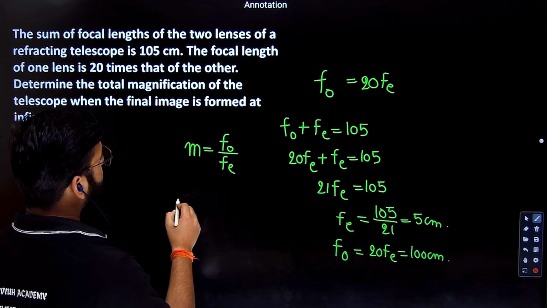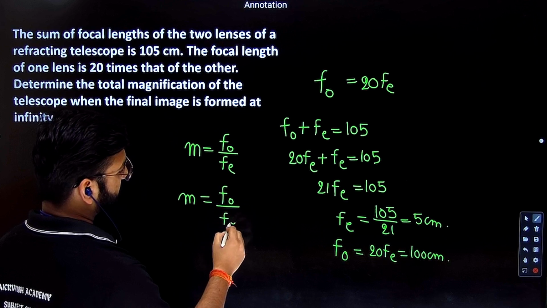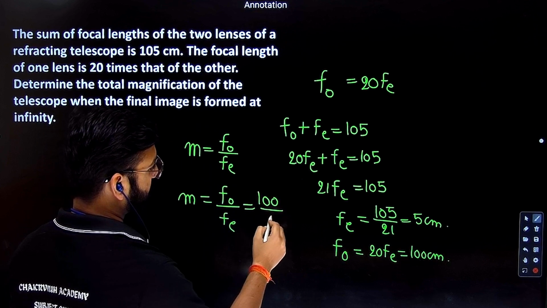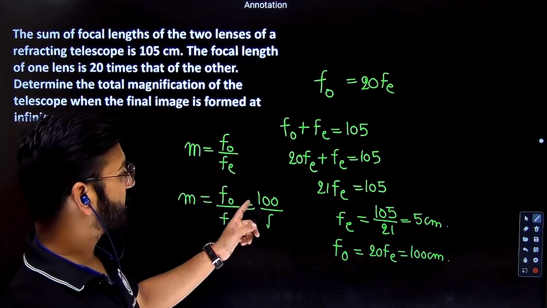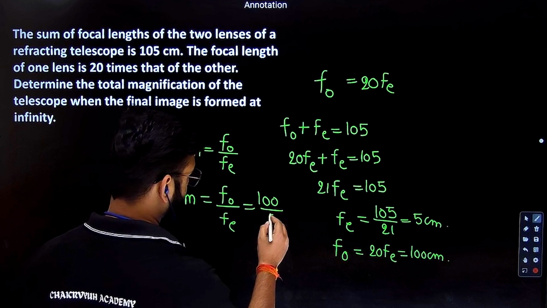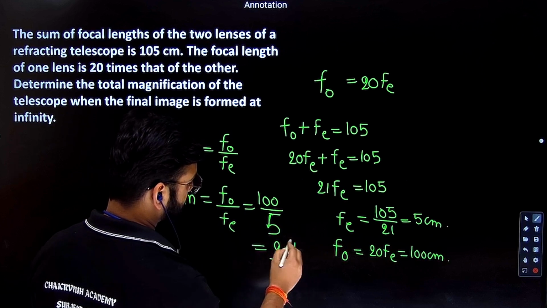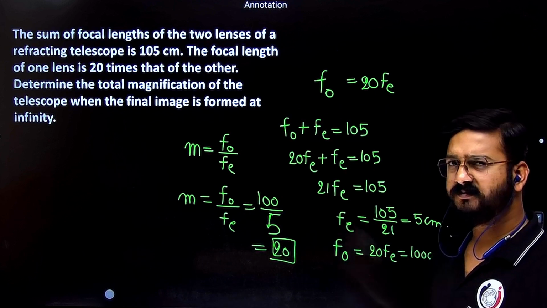So the magnification is Fo by Fe. So Fo is how much? 100. And Fe is how much? 5. You can substitute 5 here. So what is the magnification? 20x. Magnification is 20. It's a very simple question.